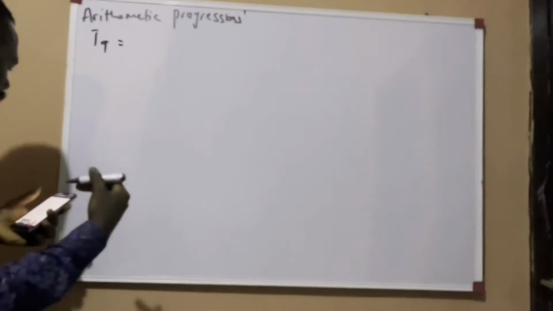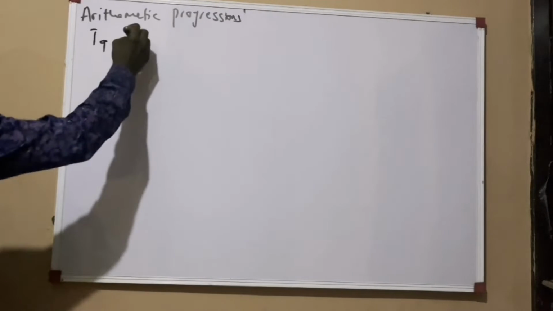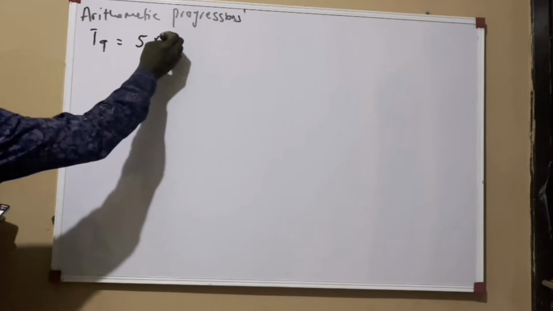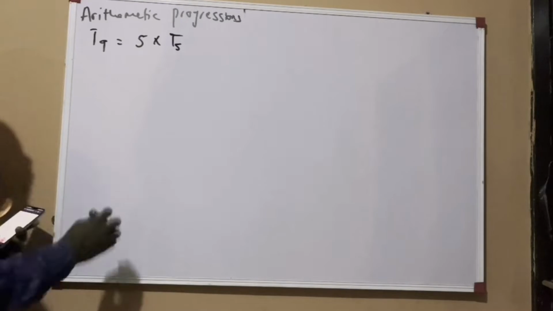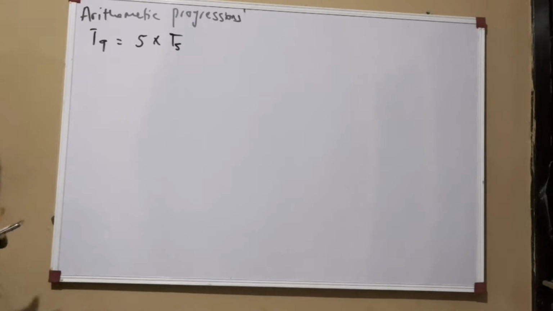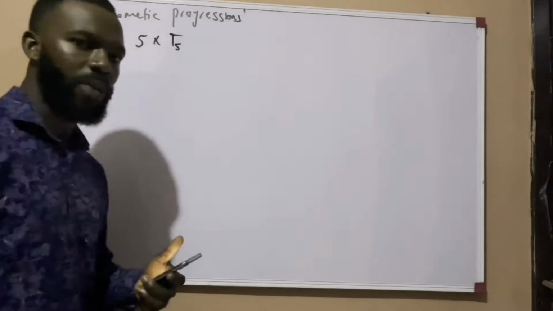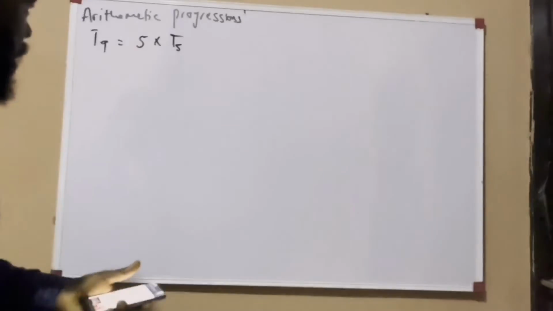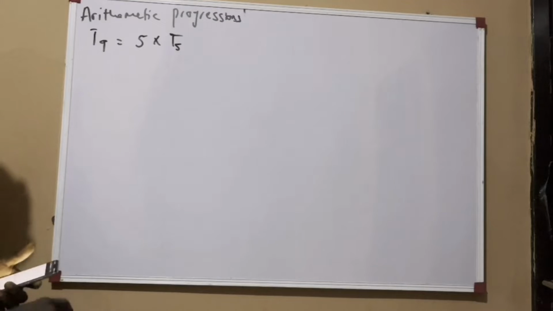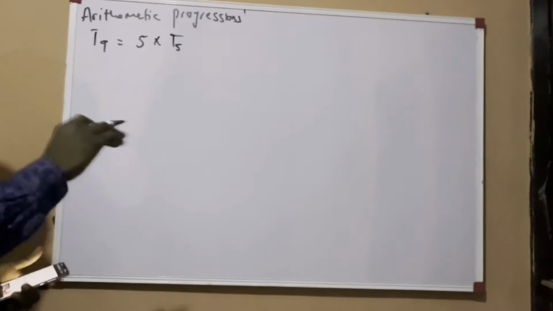The question number one says, if the ninth term of an AP, which is T9, is 5 times the fifth term, which is T5, find the relationship between A and D. Now we are also finding the relationship between A and D, given this. Okay, let's begin. Now we shall be using the n-term formula to solve this question.